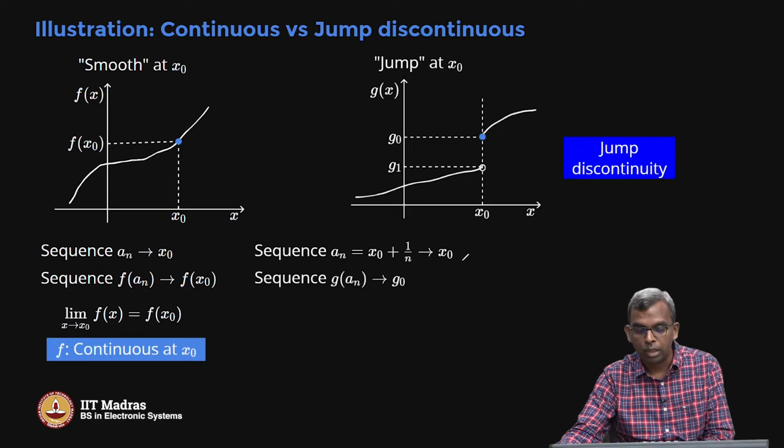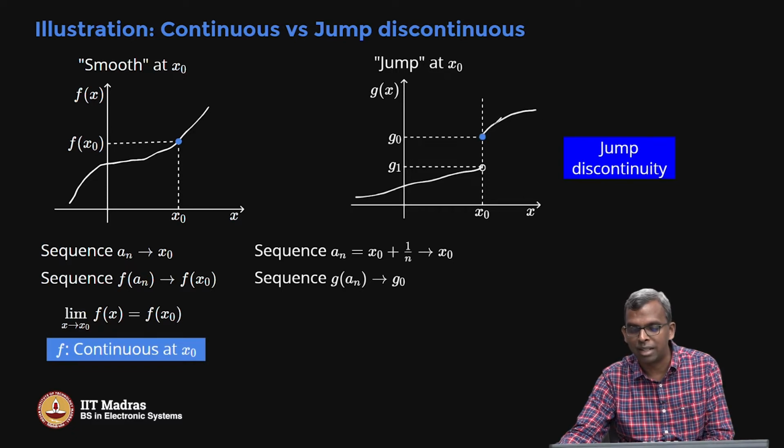What am I going to do? I am going to hit it with this g and ask what will happen. As I come here, x0 plus 1 by n, if I hit it with this g, I am going to go towards g0, right? This is again graphical. This needs proof. I have to prove it, but I am not proving it here. I am just going to graphically sort of assume, because this a n is tending towards x0 here, somehow this graph is such that g of a n tends to g0.